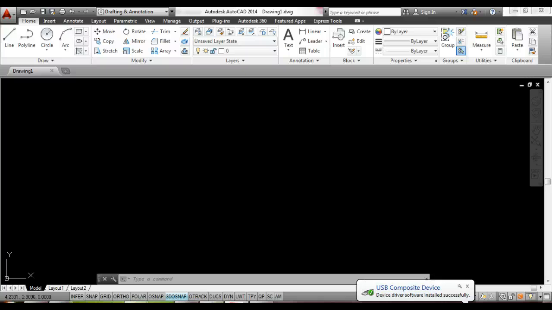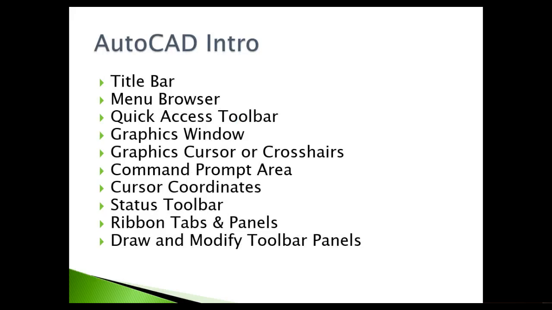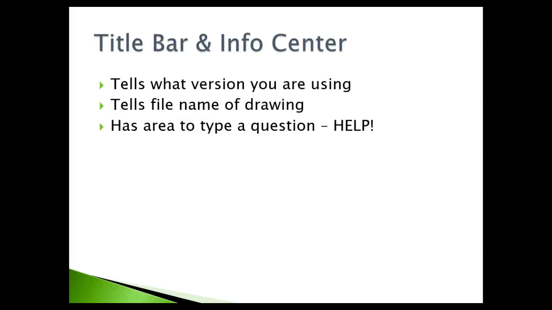So the first thing that I want to point out to you is these are the things we're going to talk about: title bars, menu browsers, graphics window, cursors, command prompt, your status toolbar, your ribbons, tabs, panels, and draw and modify. Those are the things that we're going to talk about today and go through one by one.